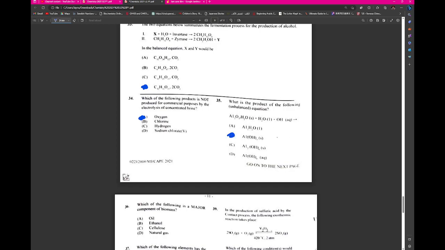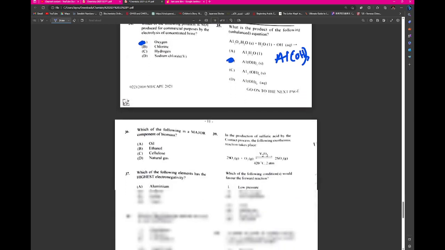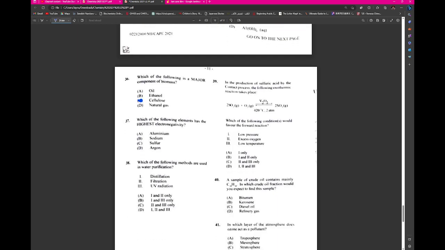What is the product of the following unbalanced equation? This would be Al(OH)3, and this should be solid, right? We should remember this unit 1 content, right? If you did unit 1 before. Which of the following is a major component of biomass? Cellulose. Because cellulose is one of the most abundant substances on earth, unit 1 biology, right? 37. Which of the following elements has the highest electronegativity? Unit 1 chemistry. Sulfur will be the closest to fluorine, which has the highest electronegativity.